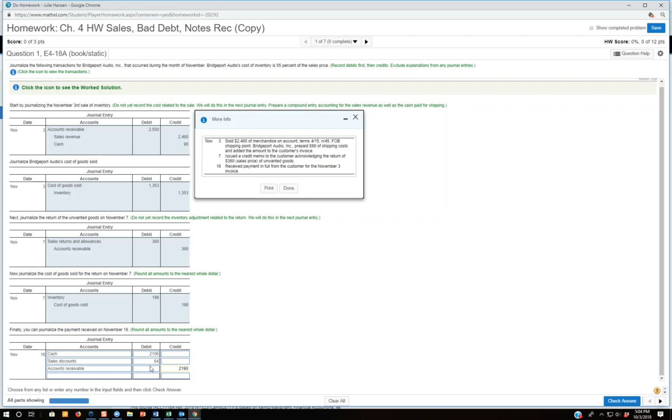So you can see that the sales discount is indicated here. They pay me the difference in cash, and now they've cleared out their accounts receivable. Hopefully that helps.